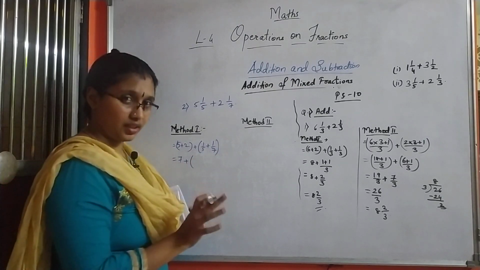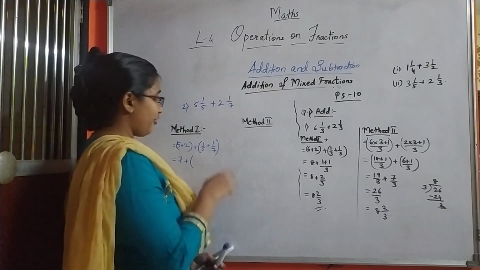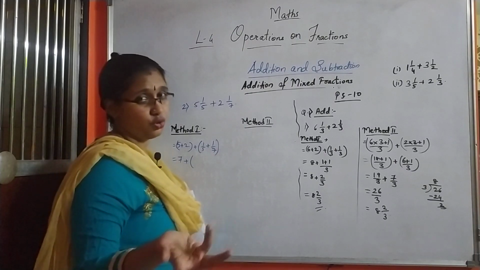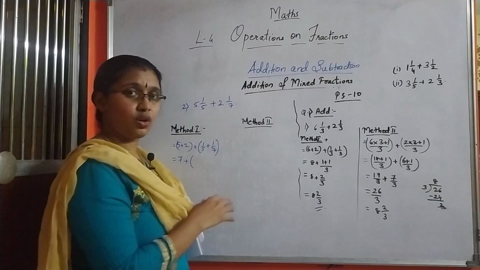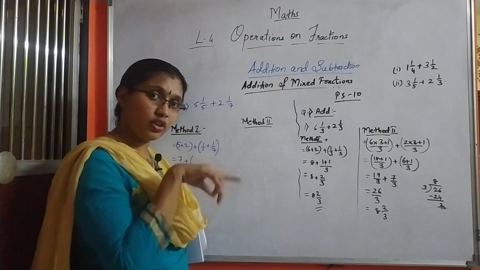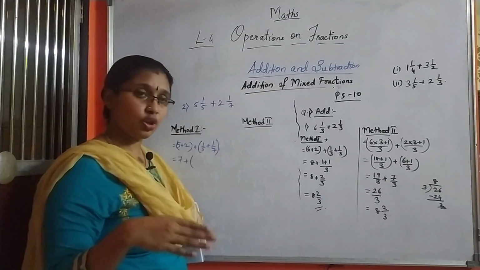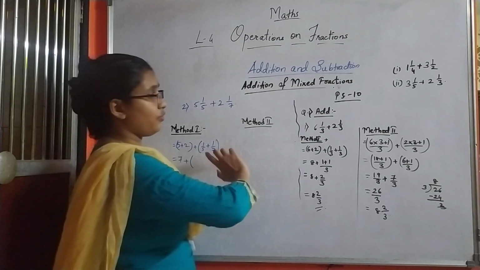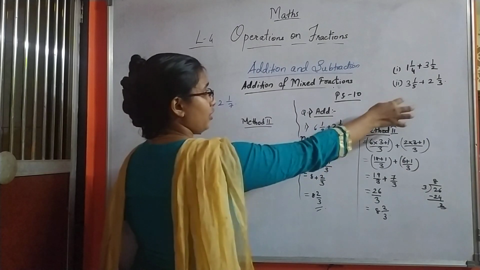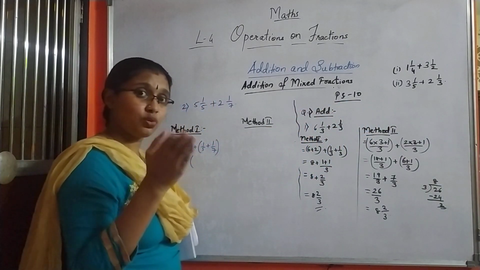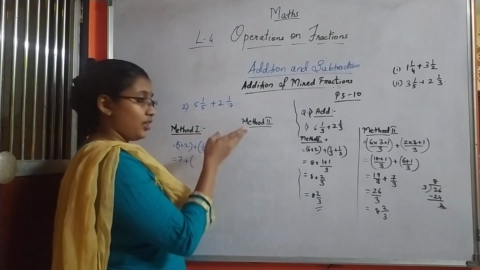Here the denominators are different. So check: in 5's table do we get 7? No. In 7's table do we get 5? No. So both the numbers do not have their position in any of the tables. So we have to cross multiply. Now the same question is given with different numbers over here. The way I solve this, in the same way you have to do that. What is that? You have to cross multiply the numbers.